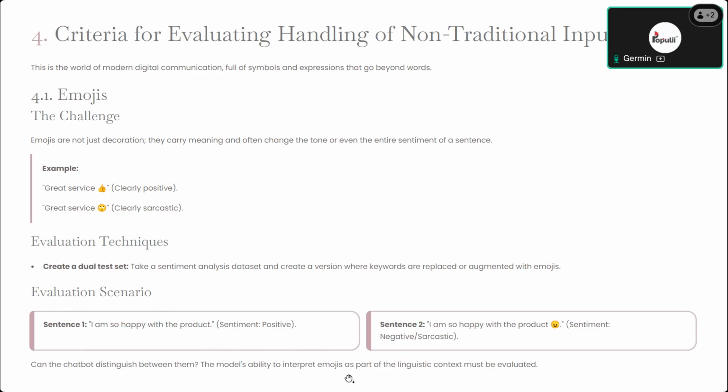So here is the example. Sentence one is, "I'm so happy with the product." The sentiment is positive. The second one is the same sentence but with an emoji. The sentiment becomes negative and sarcastic. So now the question is, can the chatbot tell the difference? If it gives the same response to both, it means it's missing the emotional nuance. But if it correctly recognizes the sarcasm or change in tone, then it is truly understanding human-style digital communication.